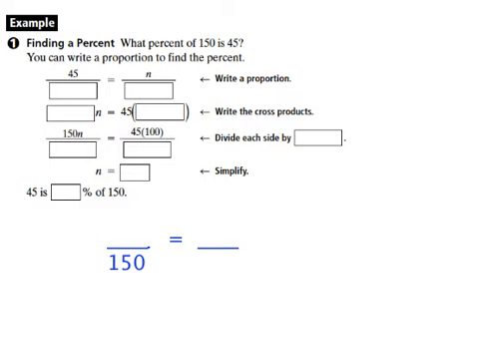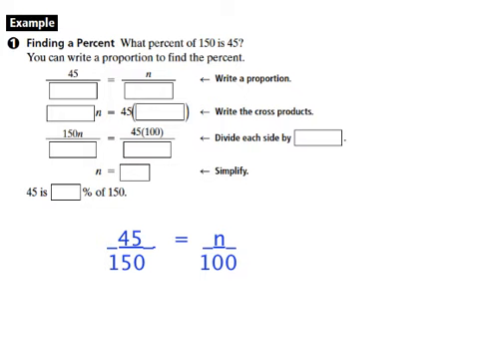Then we're going to set up the second part of our ratio. That's going to be our percent over 100. We do not know our percent, so that's going to be n, and it goes over 100. So we're left with the number 45. 45 is our part because it is not our percent and it is not following the word of. So we have 45 over 150 equals n over 100.